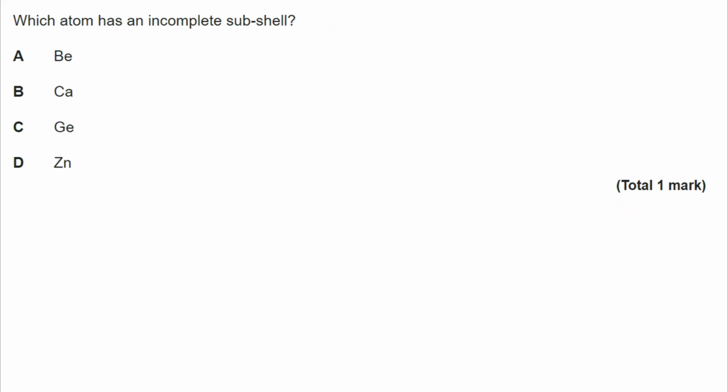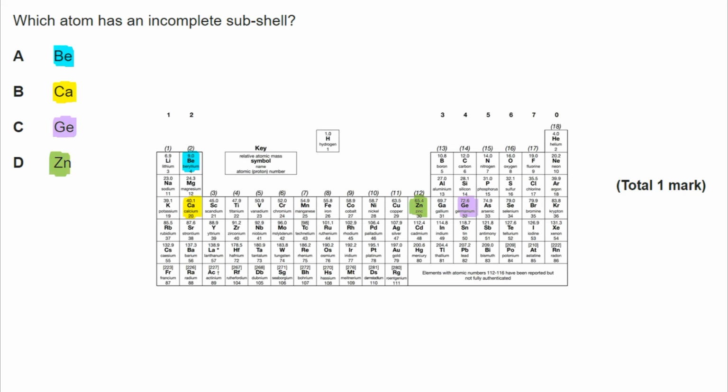Now, there's a similar theme here. You can work it out. You can draw out or write out the electron configurations, but you can also use the periodic table to help you on this. And I've done that here. I've found those 4 elements. I've color-coded and highlighted them on there.